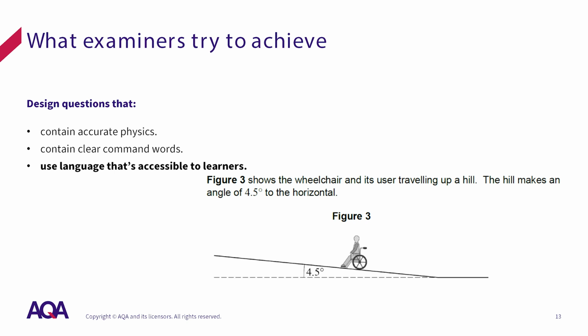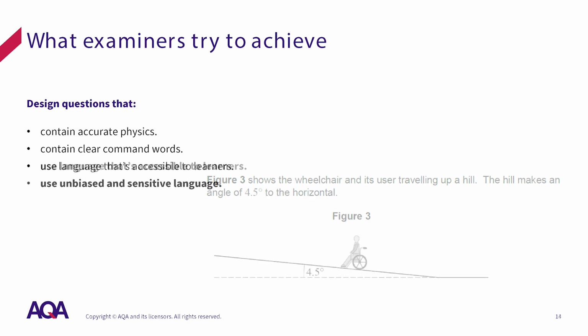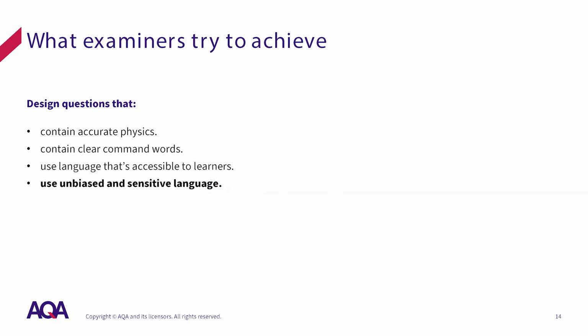In this example, the stem could have been in one sentence. It could have read, Figure 3 shows the wheelchair and its user travelling up a hill that makes an angle of 4.5 degrees to the horizontal. However, this would involve the cognitive requirement to interpret the meaning of that in the sentence. 2 sentences are kinder. Language must be unbiased and sensitive. I shall give you an example of this in action in a moment.